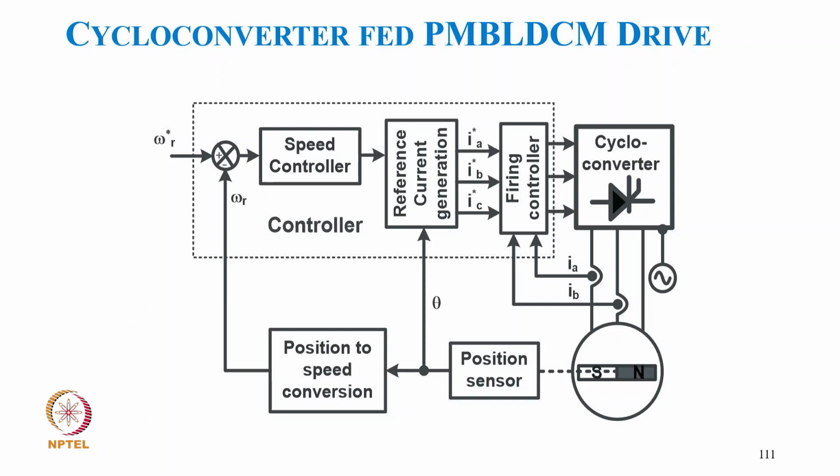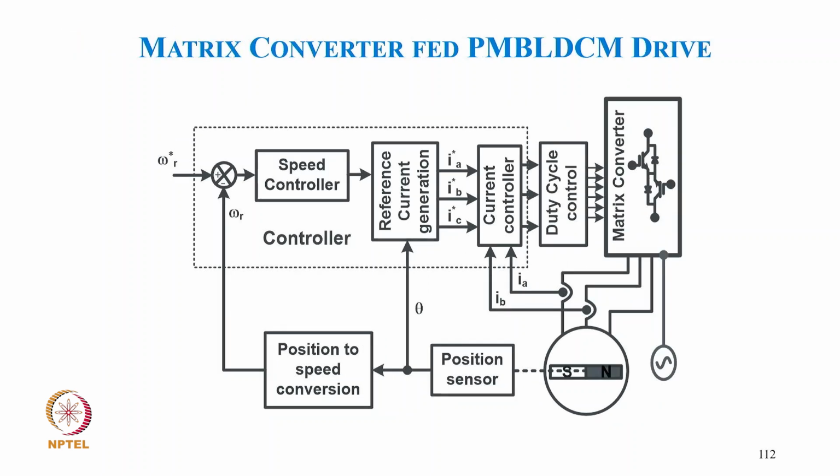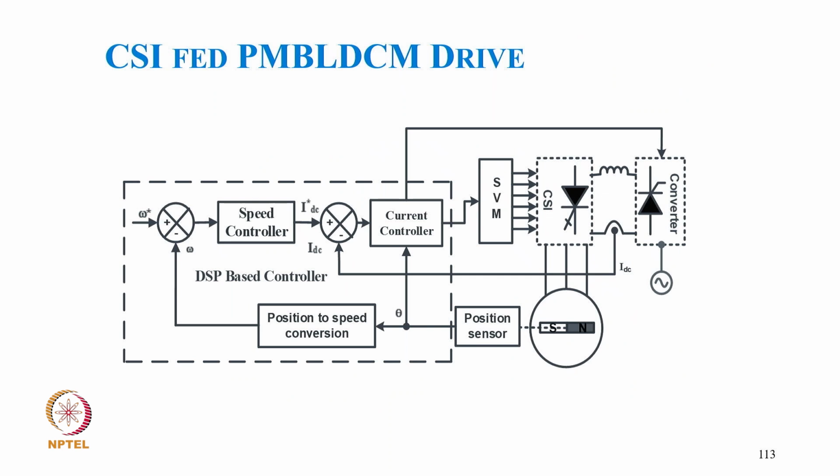So we have position again, with the speed. We can estimate the speed from the position, and then the speed controller gives the torque, and from that we get the current reference, and from position we get the three-phase reference currents, and sensing the current we give the gating signals for the cycloconverter. And similarly, again, we have position, then we get speed, and the speed controller gives the torque divided by the back EMF constant, and we get the reference current magnitude. With position we get IA star, IB star, the three-phase reference currents in quasi-square waveform, and with the two sensed currents the controller gives the duty cycle for the matrix converter.